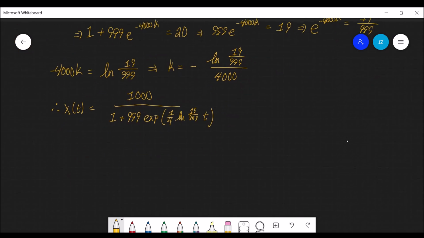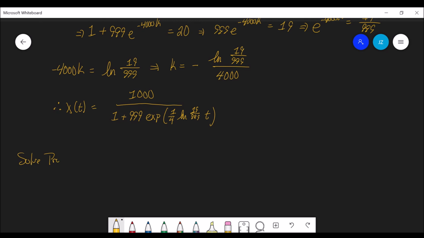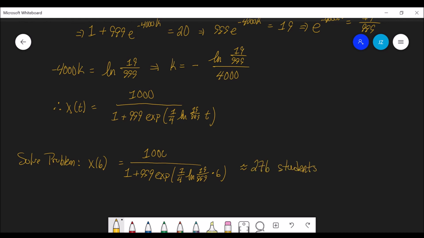We can now go about solving our problem, which was we wanted to find x of 6. So this is 1000 over 1 plus 999 e to the 1/4 log 19 over 999 times 6. And this will wind up giving about 276 students. So after 6 days, there will be about 276 students infected.